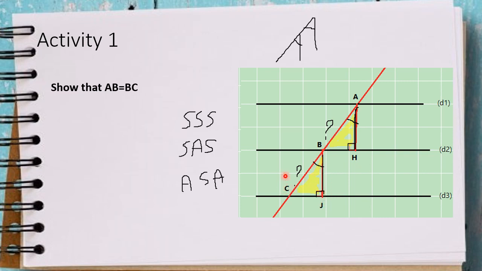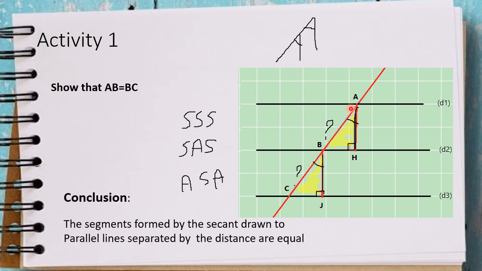We conclude that when we have a secant cutting three lines that have the same distance between them, the segments of this secant are equal. Not only the perpendicular heights are equal, but also the segments of this secant will be equal. So this is our conclusion: the segments formed by a secant drawn to parallel lines separated by the same distance are equal.